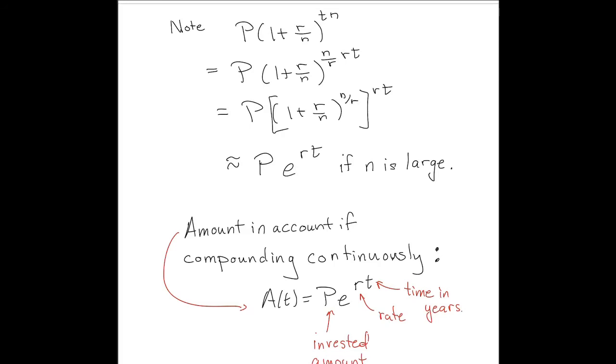Okay, here is a theoretical note. The right-hand side of the formula looks like this. I'm just going to rewrite this a bit. So I can rewrite the exponent here as n over r times rt. Why am I doing that? Because this is the reciprocal of that. And now I use the property of exponents to write it in this way.